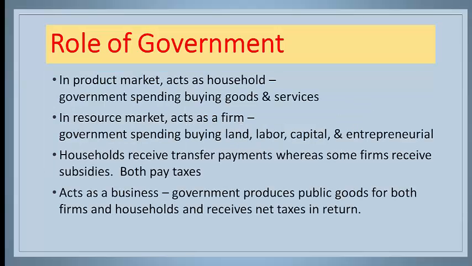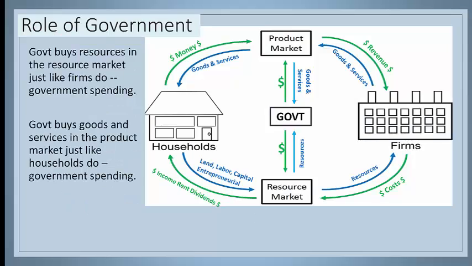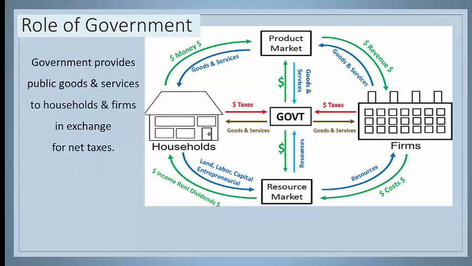If you want to extend your analysis of circular flow, you can introduce the role of government. Government acts as both a business and a household, as it produces public goods and services, plus buys items in the product market. Here's the view of government interacting in the product and resource markets. Here's the view of government interacting with households and firms.